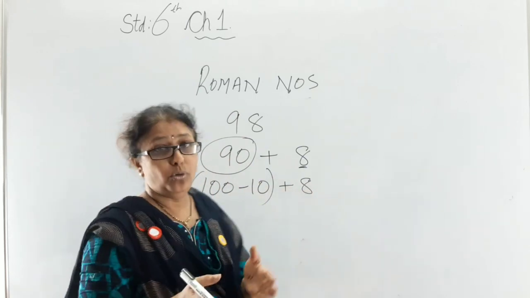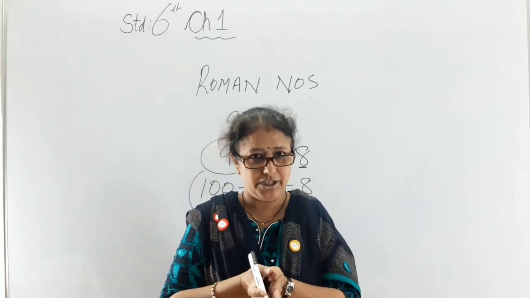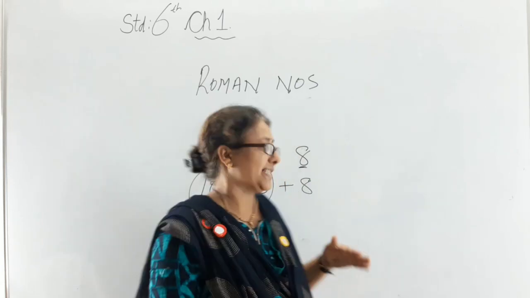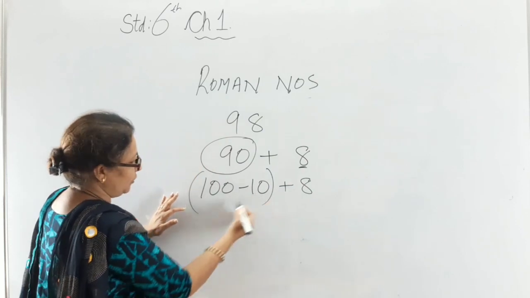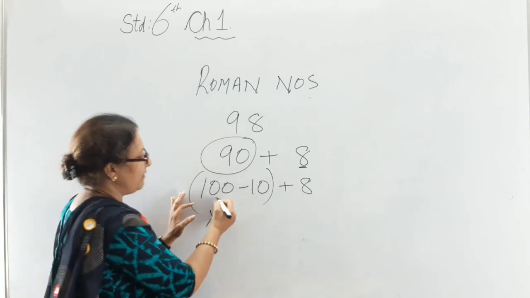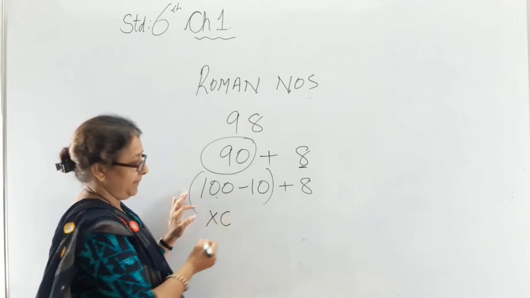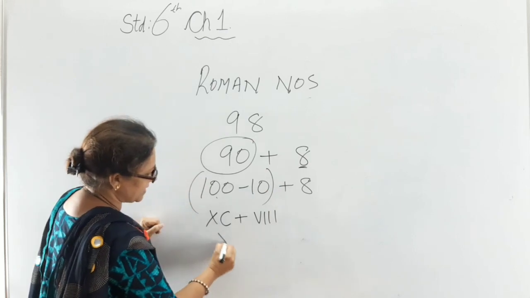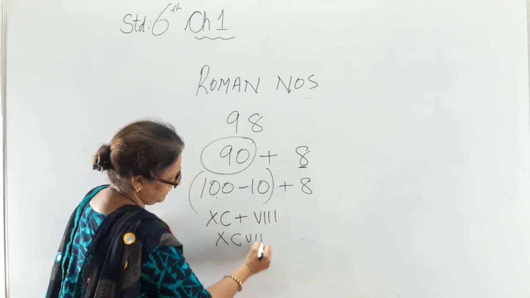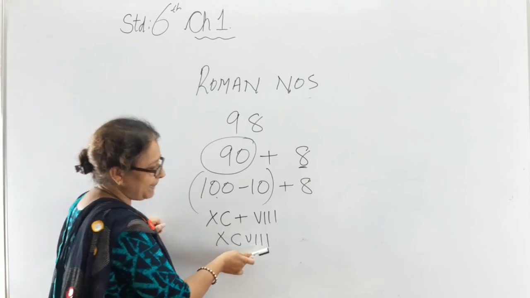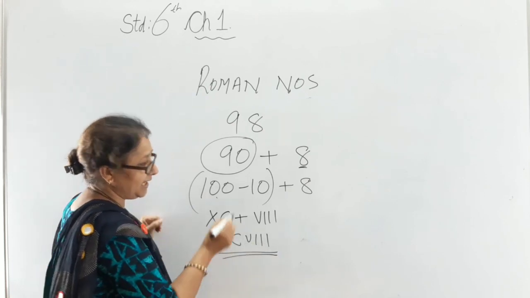Now, there is a rule that when you are subtracting any integer, in Roman numbers that number will go on the left hand side. So, first I will write the symbol of 10, that is X, and 100 stands for C, and plus 8. So, here my answer is XC, that is 100 minus 10, 90 plus 8 is 98.